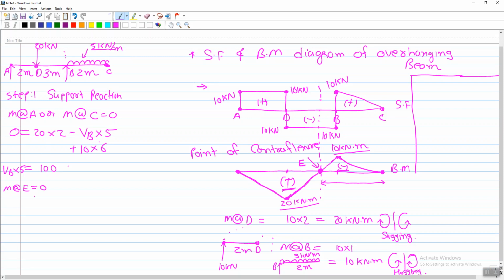That we know because it's a point of contraflexure, and at the point of contraflexure the bending moment changes sign from positive to negative, or negative to positive. In another way you can say the bending moment at a point of contraflexure is always equal to 0. So the moment at E is equal to 0.